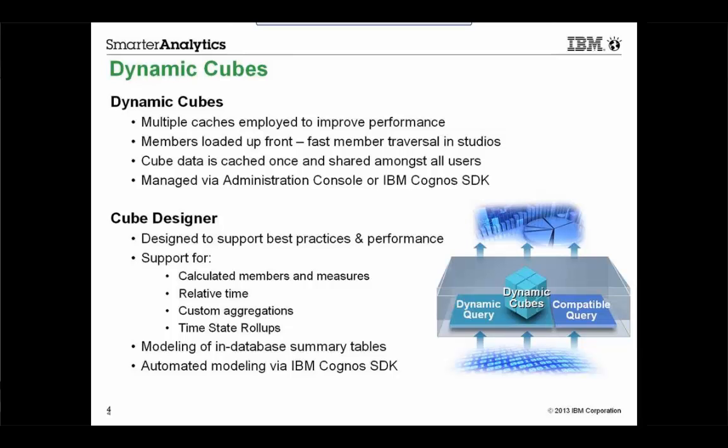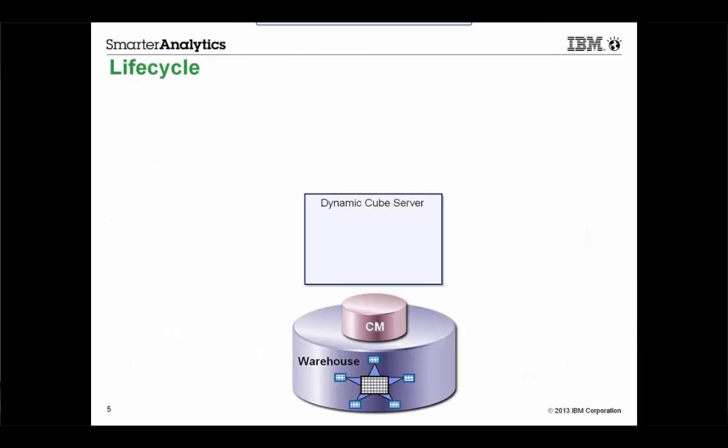For modeling, there's a new tool called Cognos Cube Designer, which is designed to support the best practices and performance of modeling your cubes. There is support for calculated members and measures, relative time, custom aggregations, as well as time-state rollups. Also in the Cube Designer, you have the ability to model in your in-database summary tables so that the engine knows where the database aggregates are and can guarantee routing to those tables. A new feature that just came out in one of the new releases is the ability to write Cognos SDK commands to do some modeling, to create your model.